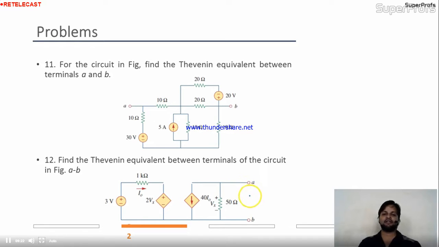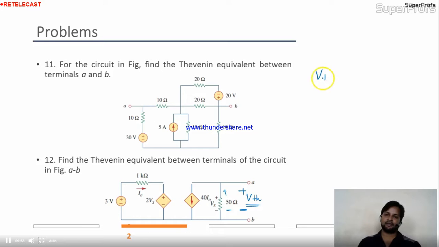So first I'll calculate the VTH over here. Between A and B, I have to calculate VTH. What is the VTH? Simply here you can see, I assume the direction of VTH is like this. VTH is the Thevenin equivalent voltage across A and B. So the voltage across the 50 ohm is nothing but VTH. The voltage drop across the 50 ohm resistor is nothing but VTH.